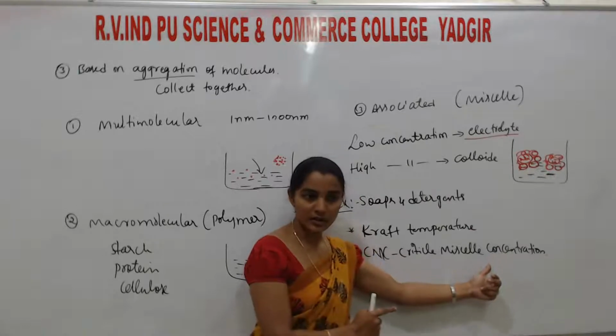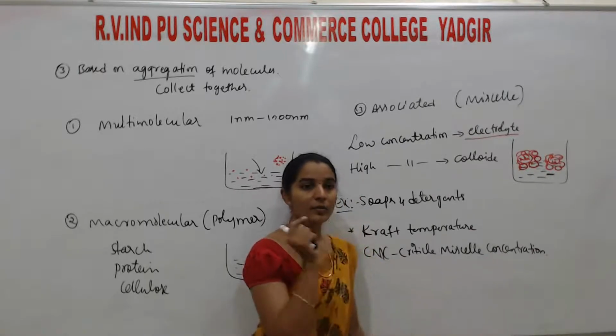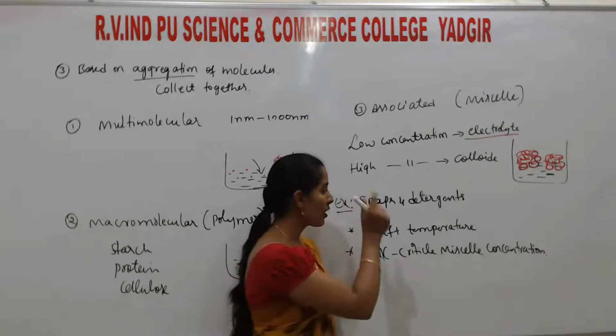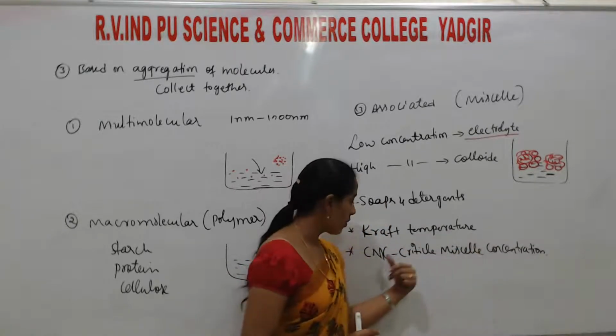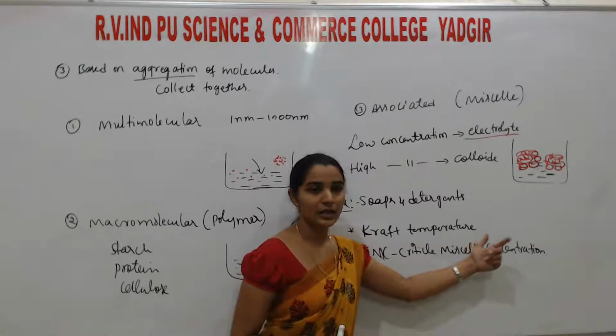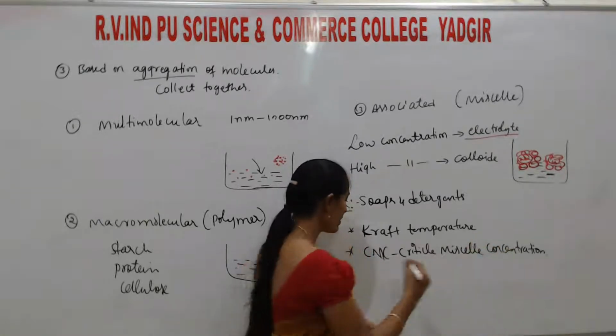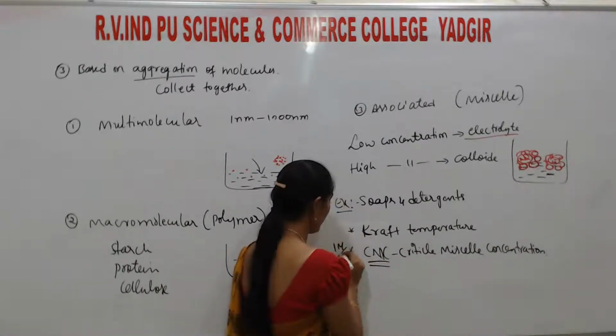A certain concentration is there where there is a formation of micelle. These micelles form only above the Kraft temperature and only above the critical micelle concentration. What is CMC? That is important for one mark.